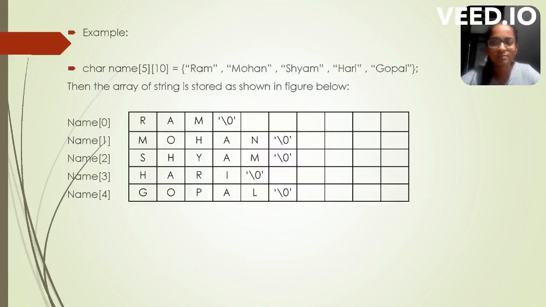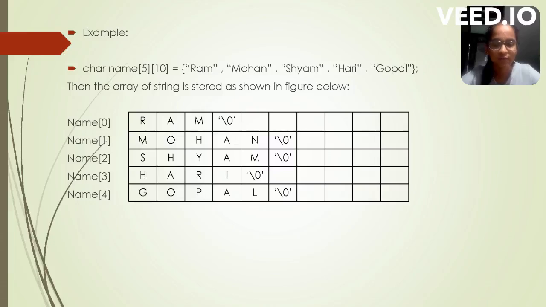So here is a small example of how the array of strings will be declared in C programming. Here char is the data type, name is the name of the array, 5 is the row index where the 5 names can be stored, and 10 is the column index where 10 characters can be stored in this array. Ram, Mohan, Sham, Hari, Gopal are the 5 names. So this is how the two-dimensional array will be represented in a program.